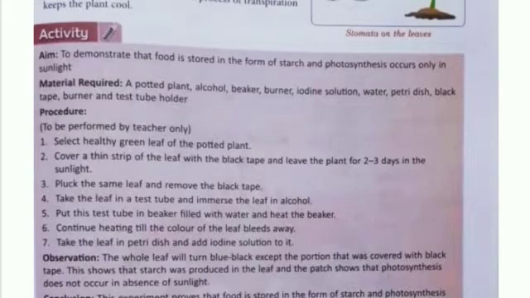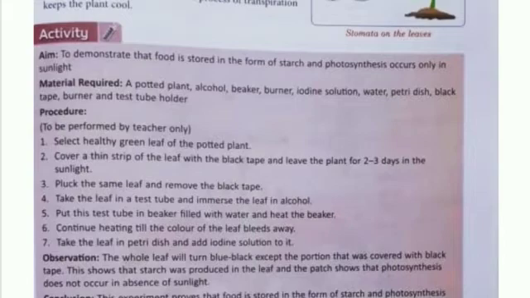Put this test tube with alcohol and leaf in a beaker filled with water and heat the beaker. Continue heating till the color of the leaf bleeds away, means the green color vanishes. All chlorophyll, the green color, is dissolved in alcohol by heating.